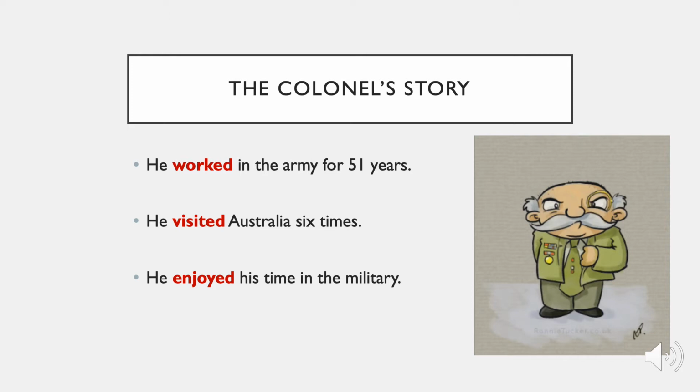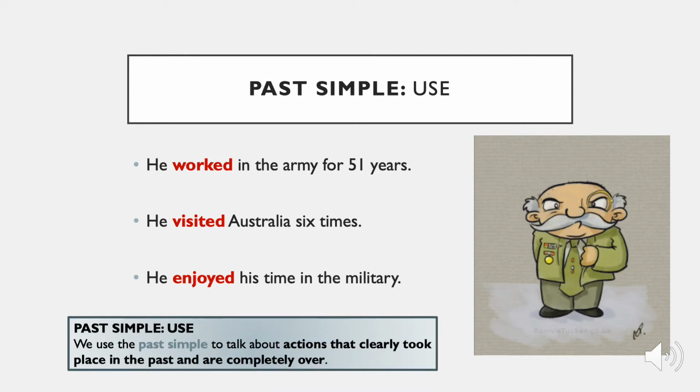Do you remember when you should use the past simple? Think about it for a second. Did these things happen in the past, the present, or future? They happen in the past. Are they still going on in the present, or do they have a link with the present? No, they don't. The past simple is used to talk about actions that clearly took place in the past and are completely over. They have no connection to the present.